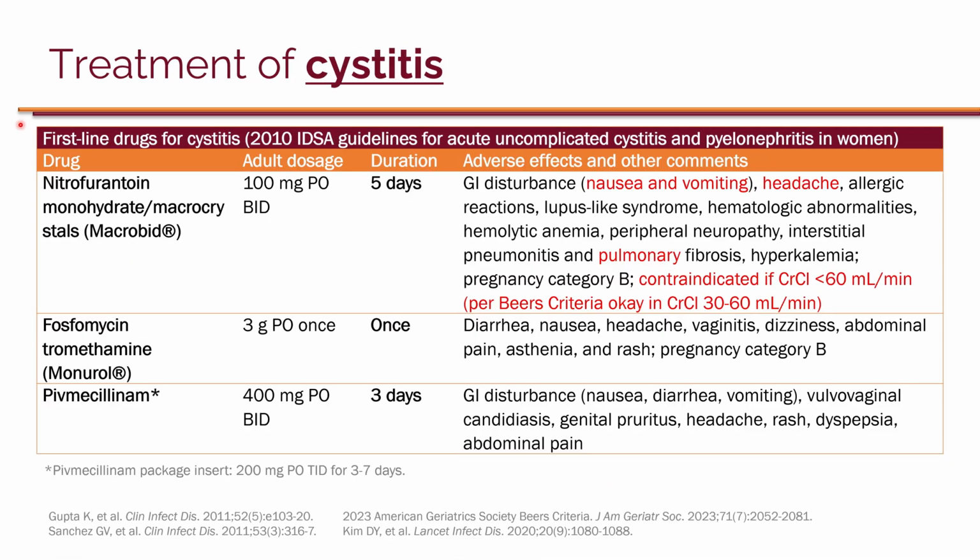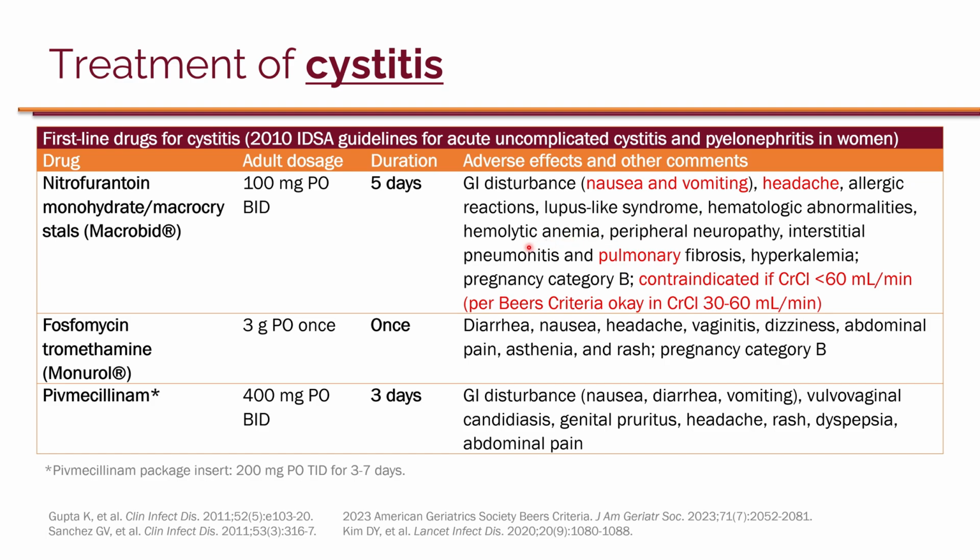So essentially, we have 3 first-line drugs for cystitis available in the United States. So we have nitrofurantoin, we have fosfomycin, and pivmecillinam. Nitrofurantoin should be used for 5 days. And this is BID dosing, so this is specifically the Macrobid formulation. The adverse effects in general include GI disturbances, so nausea and vomiting. Some patients may experience headache.